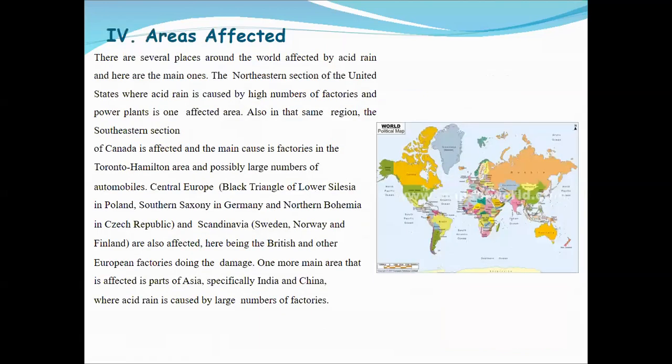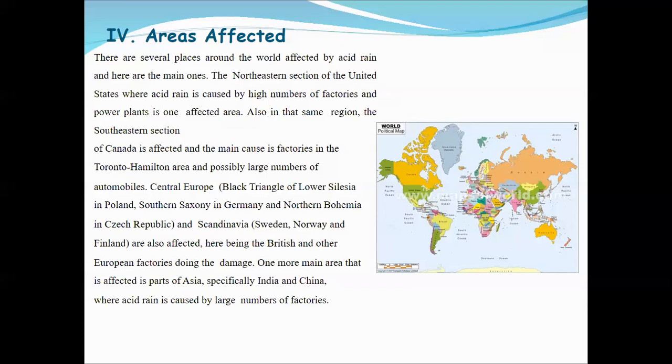Now, the areas that are already affected: throughout the world, areas are already affected by acid rain. But here in the picture you can see the northeastern section of the United States, where acid rain is caused by a high number of factories and power plants, as one of the affected areas.